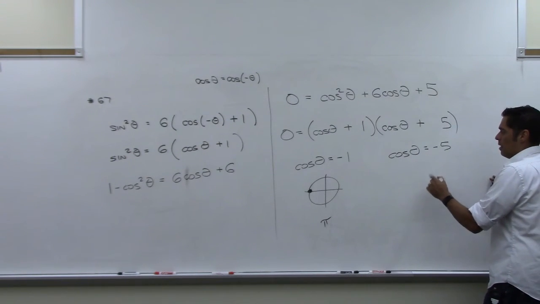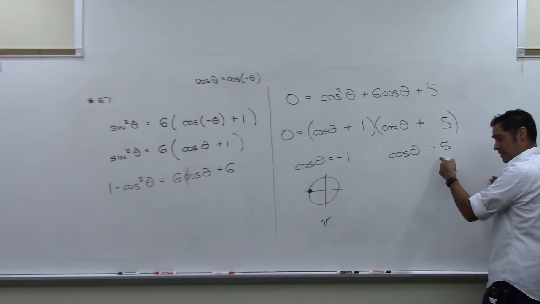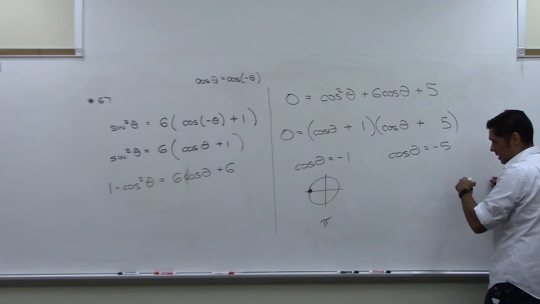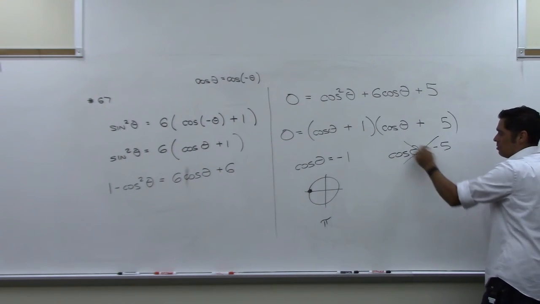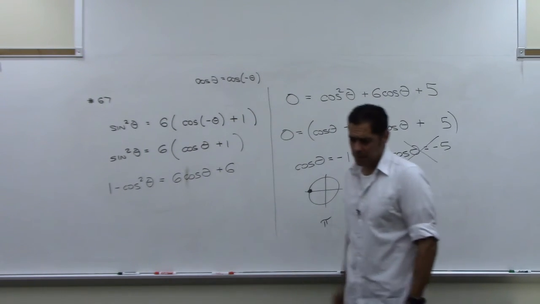Here, this is saying where is the x-coordinate -5? That's outside the range. This can only be between -1 and 1, so there's no solution here. The only answer there is pi.